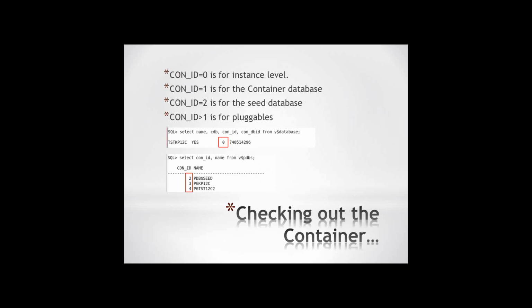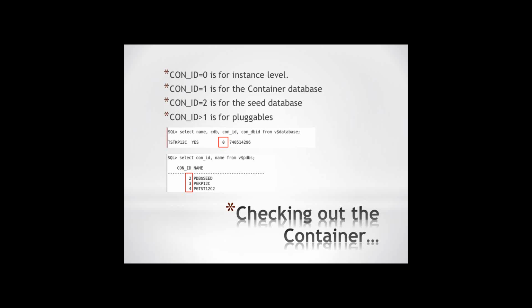So checking out the container, CON_ID is everything. Understanding which CON_ID goes for what is important. 0 is for your instance level. 1 is for your container database. 2 is for the seed database. SQL Server DBAs will recognize this. It's similar to the model database. It is a sample database that's out there that is used for pluggable creations. And anything over 2 is for pluggables. I've got a mistake there. It should say over 2.